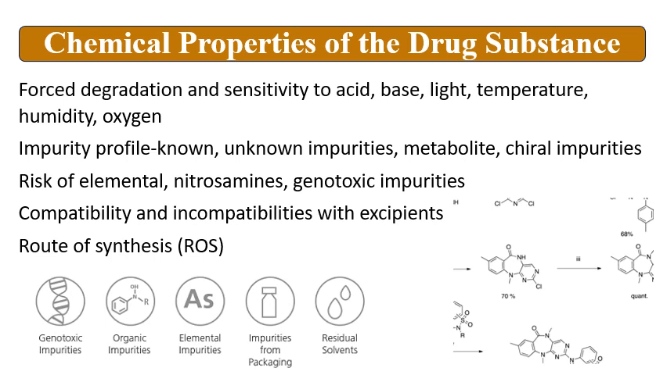Then route of synthesis, that is called as ROS. ROS is nothing but the scheme of the synthesis of the API. How the API is synthesized, what intermediates are used, what are the conditions, crystallization conditions, temperature for the synthesis of the API. Then in elemental impurities, the genotoxic impurities might be there, organic impurities, elemental impurities, then residual solvents might be there, and sometimes the impurities come from packaging material like extractables and the leachables.